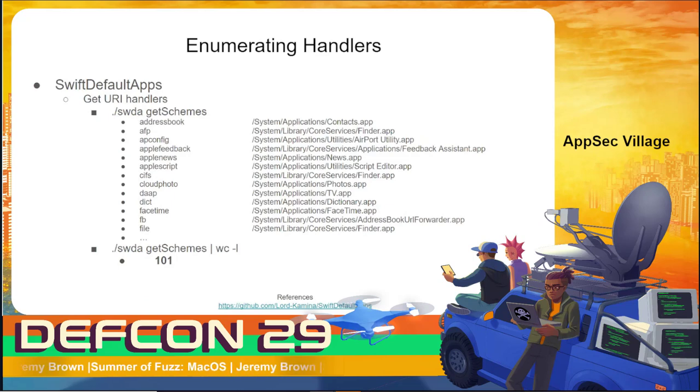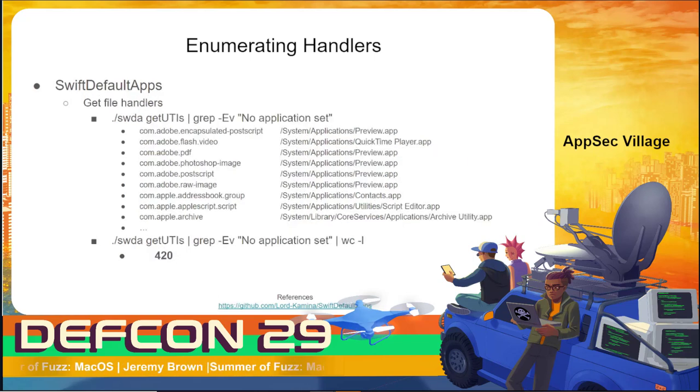For enumerating the handlers, I came across Swift Default Apps. Pretty cool project. It's got a swda program that will give you all the URI handlers. So you can see what applications are handling address book, AFP, CIFS, FaceTime stuff, files, all that stuff. And you can see there's 101 different handlers. So yeah, plenty of interesting stuff to poke at there.